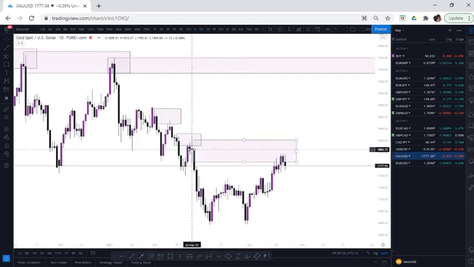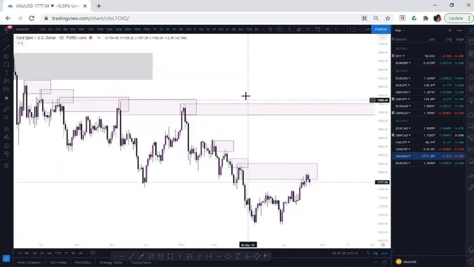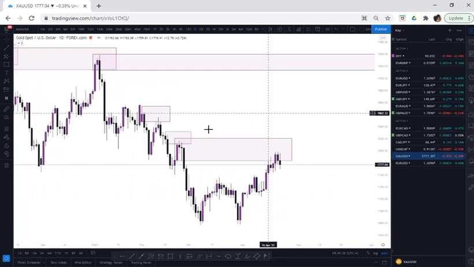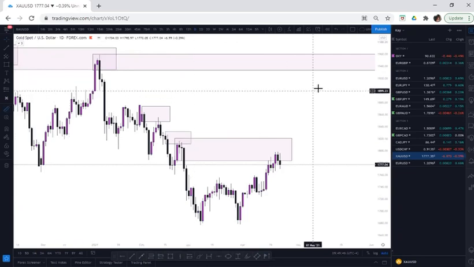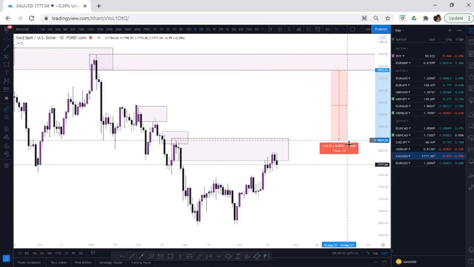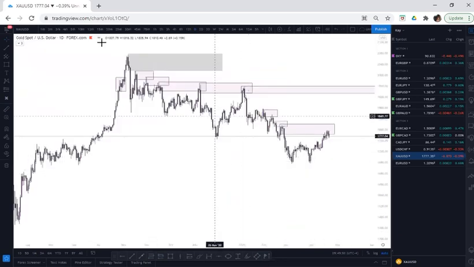Now, if the range structure breaks to the upside, we know that we're ready to go up for the higher retracement, for the higher zone. That's this higher supply zone. But in market structure, price should respect the range structure to continue market structure. But if we break above the range structure, then you'll be targeting this higher zone above. Do we understand that? So that's it for the daily.